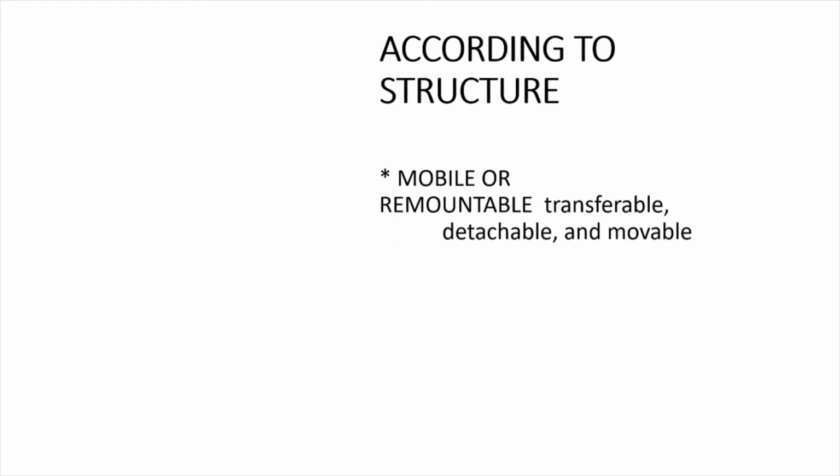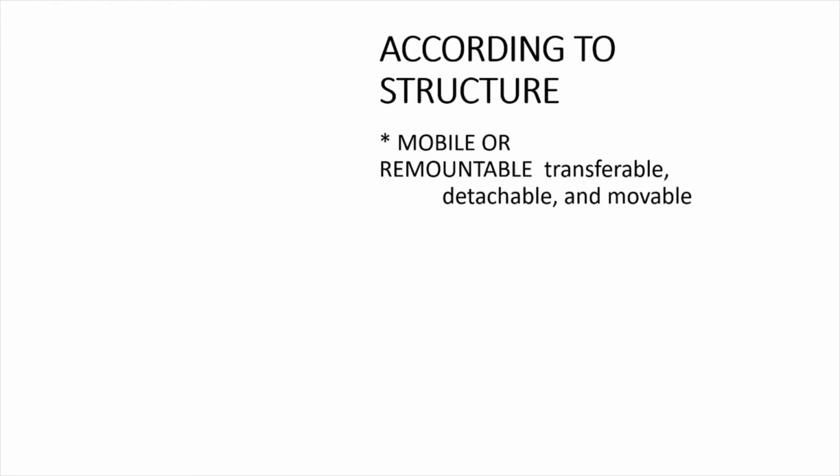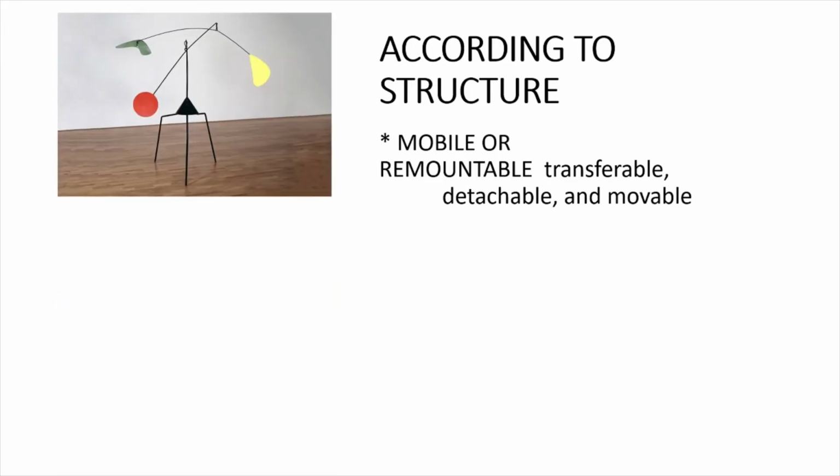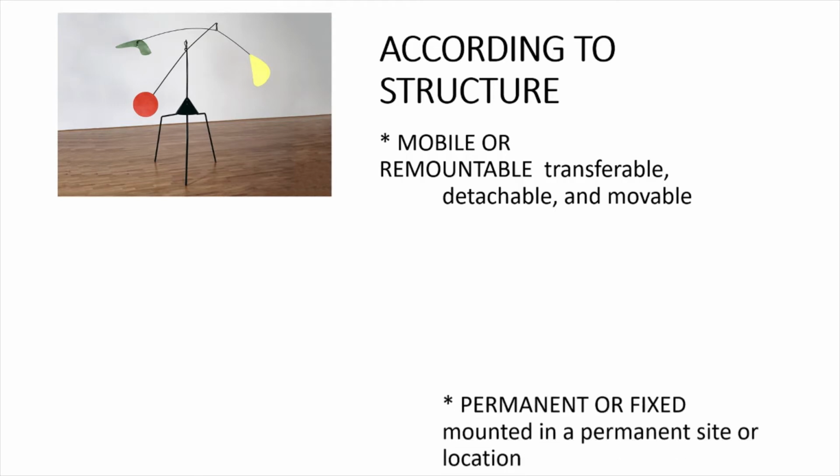Now here are the classifications of installation artworks according to different aspects. First, we have according to structure. Mobile or remountable. This artwork is transferable, detachable, and movable. Here's an example. This is an installation artwork related to signs. A wind vane, which is used to tell the wind direction. Based on its structure, it can be transferred or moved from one place to another.